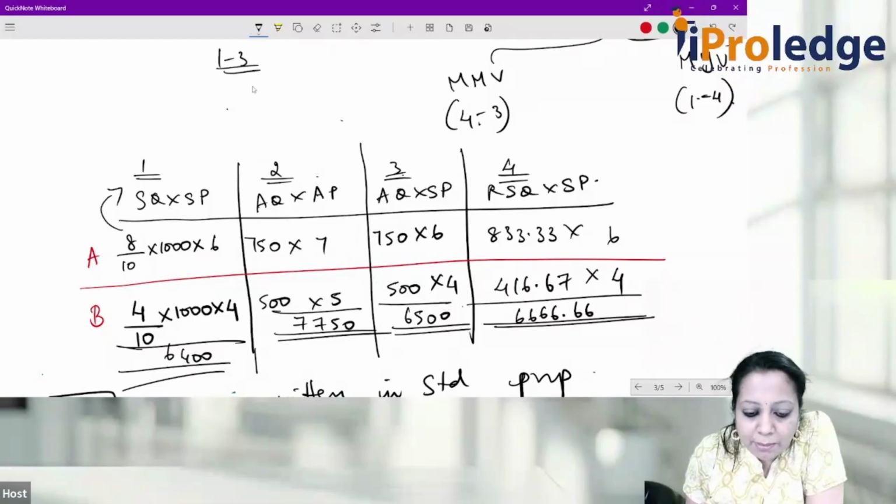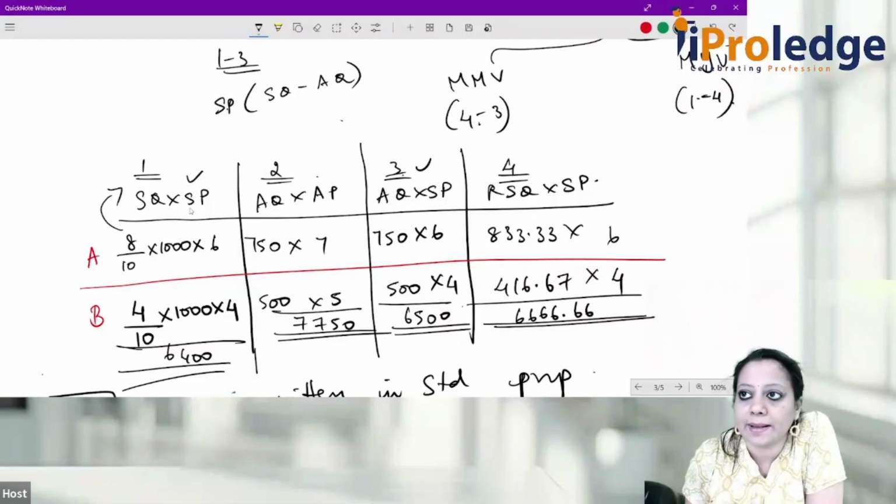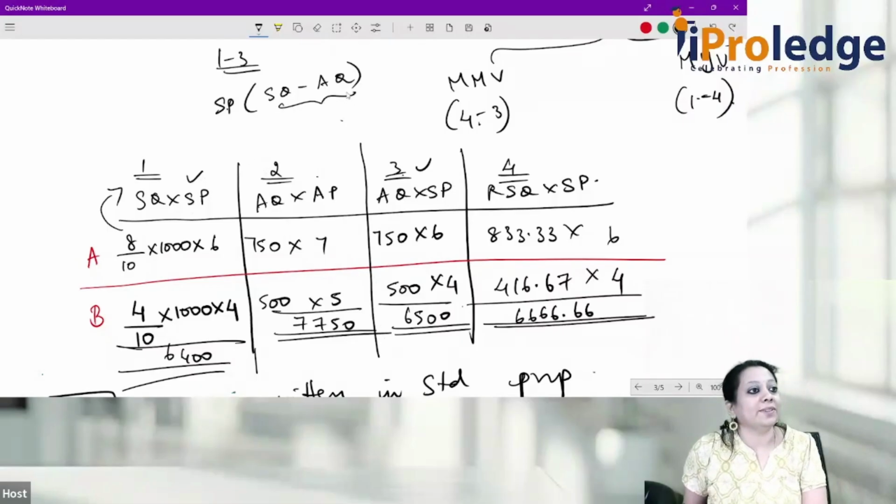Next one is the same way. 1 minus 3, no? In 1 minus 3, what is common? Price, right? Standard price. That is nothing but standard quantity minus actual quantity. Right, students, everyone? So in quantity, we are looking at what change there is. That is why it is called usage variance.